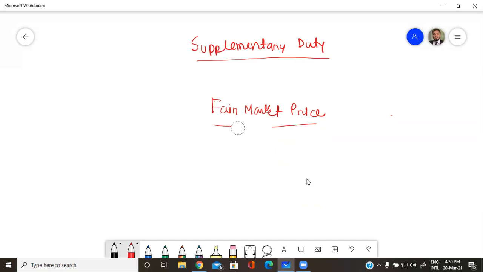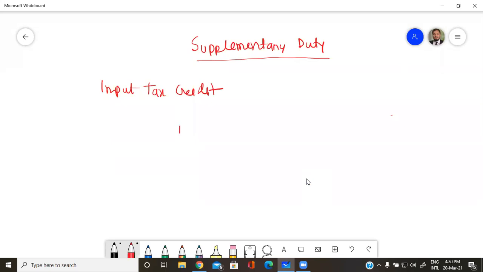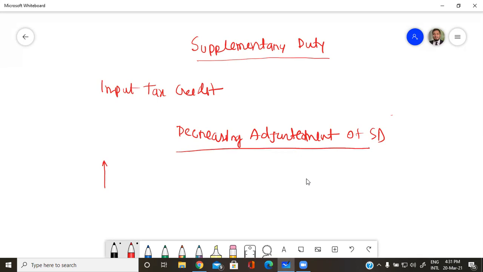And like input tax credit of VAT, there is a benefit available which is known as decreasing adjustment for SD. Before going into explanation, I'm just trying to give you the idea. If you want to increase the tax burden, that is the increasing adjustment of SD. When I say decreasing adjustment of SD, it is such that you have already paid SD when you imported. Now you want to reduce the tax burden. So how can you reduce the tax burden?